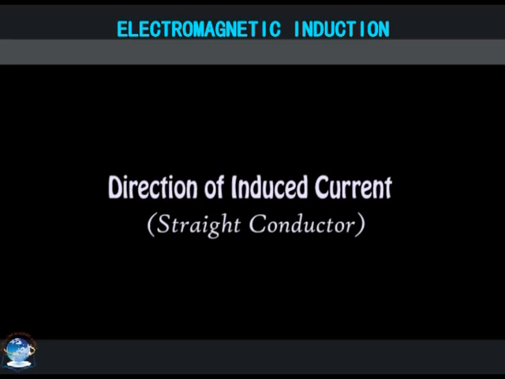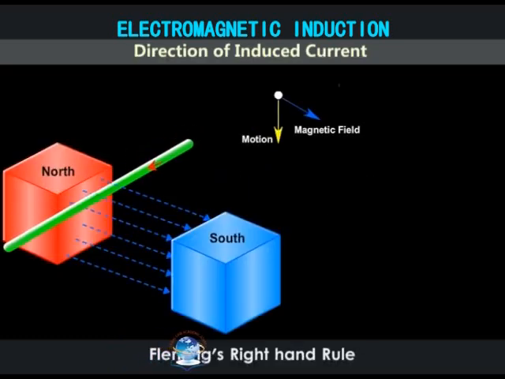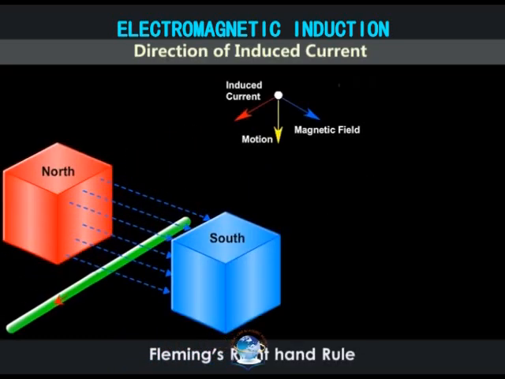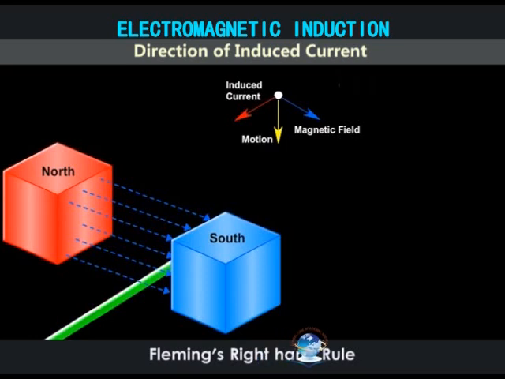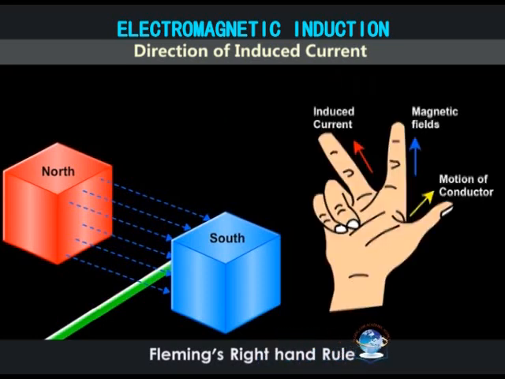What about a straight conductor? How do you tell the direction of current flow? The direction of induced current in a straight wire can be worked out by using Fleming's right-hand rule. The thumb and the first finger of the right hand are held at right angles to each other, with the first finger pointing in the direction of the field and the thumb in the direction of motion, then the second finger points in the direction of the induced current.